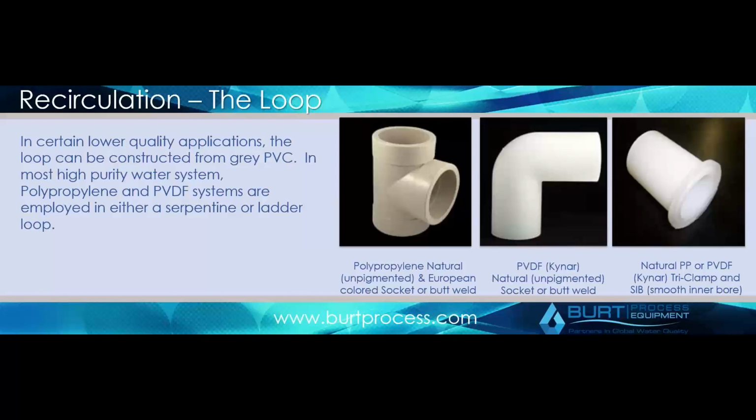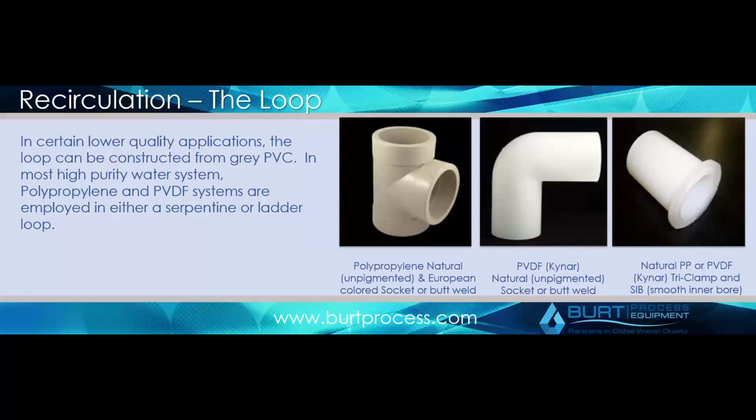There isn't much of a difference, and I'm not a piping guy, but between alpha and beta nucleated, there really isn't much of a difference there from an actual cleanliness standpoint. And it's probably the most commonly used material is going to be a socket or a butt fusion European polypropylene pipe. PVDF can be utilized.